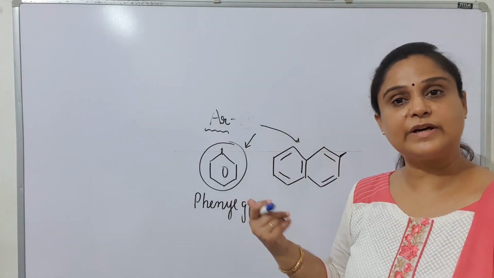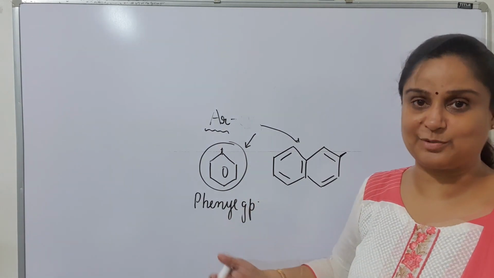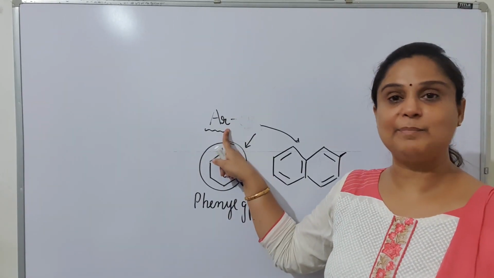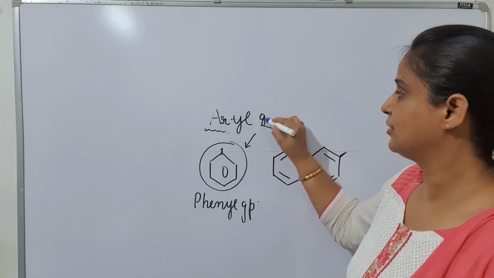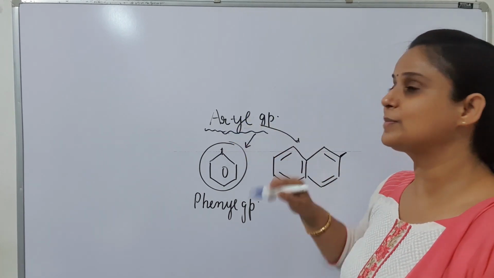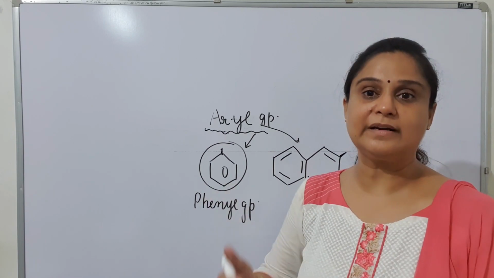Whereas if I remove one hydrogen from the naphthalene, it is called the naphthyl group. But both of them are examples of aryl groups. So I hope it is clear that aryl group is a general category of groups containing rings in them.